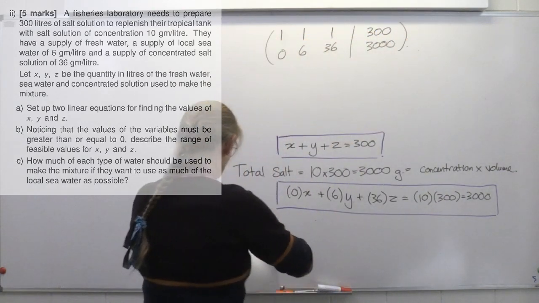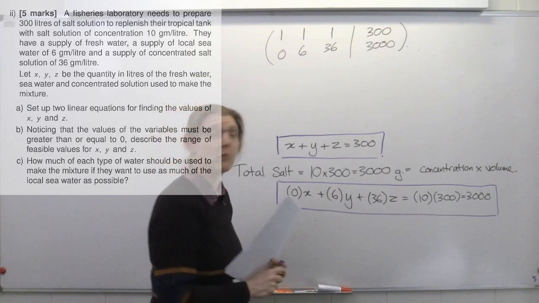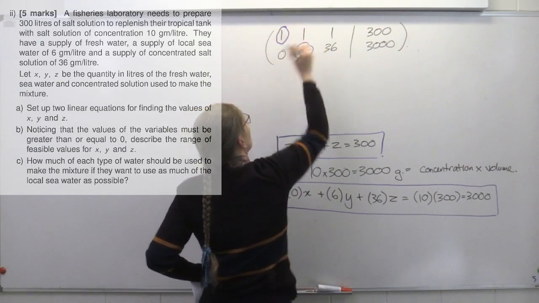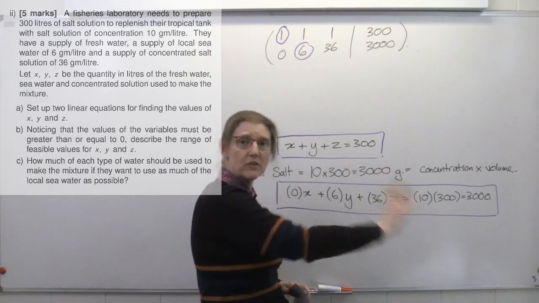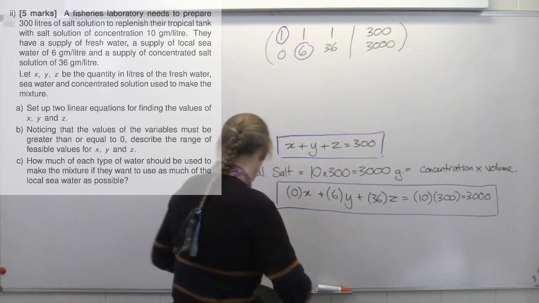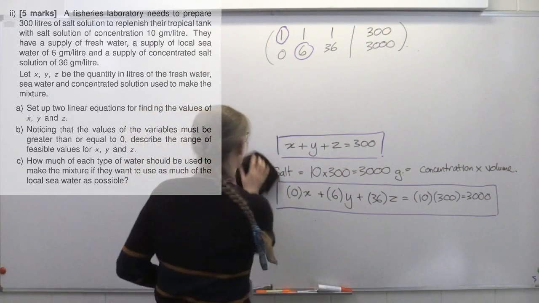Now, is this augmented matrix in row echelon form? Here's the first pivot and here's the second pivot. Yes, it's in row echelon form. The pivots go down and to the right. So we can go straight to back substitution now.